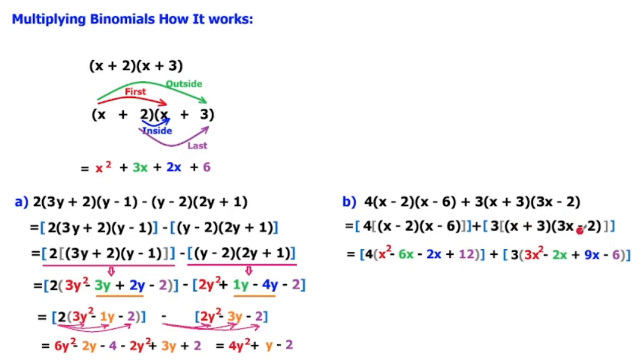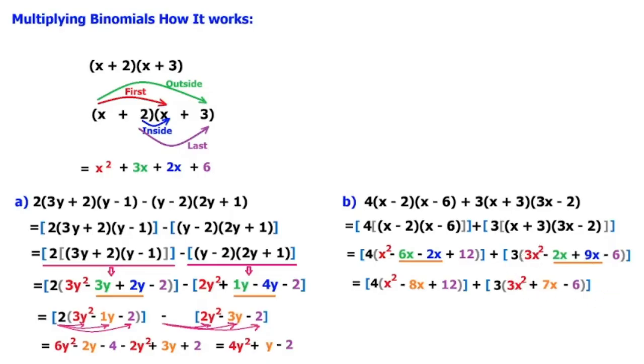Now let's move to this one. x times 3x is 3x squared. x times negative 2 is negative 2x. 3 times 3x is 9x. 3 times negative 2 is negative 6. So now we can combine our like terms. Negative 6x minus 2x gives us negative 8x, and the rest stays the same. And then for here, negative 2x plus 9x gives us positive 7x, and the rest stays the same.